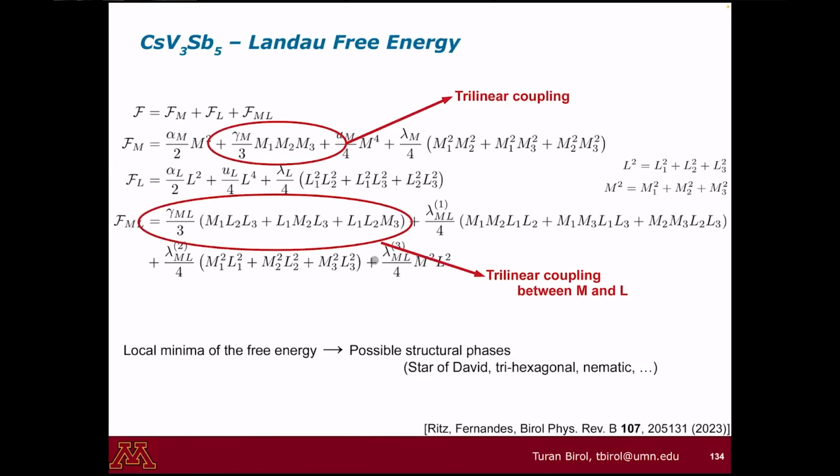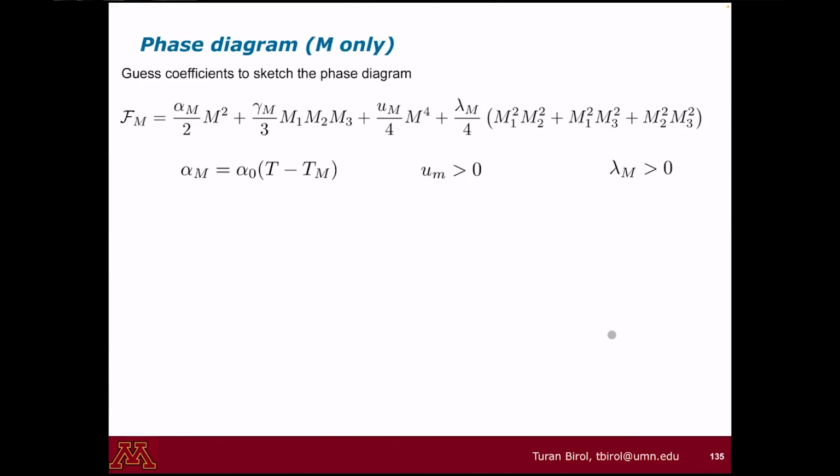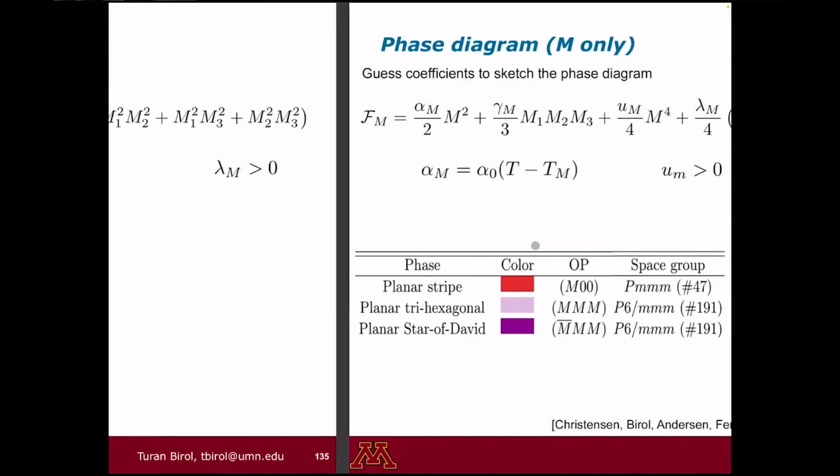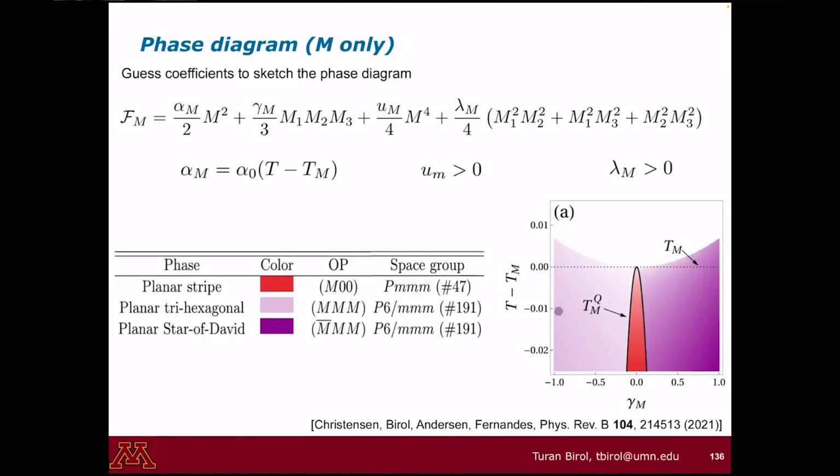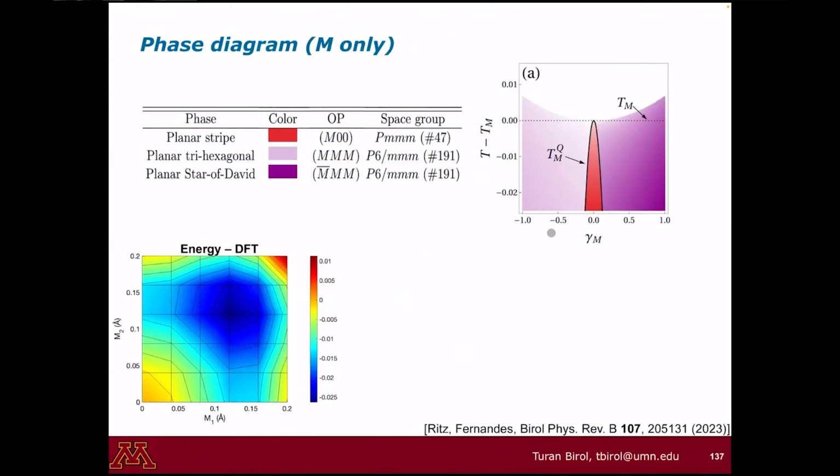Now, this free energy expansion is complicated in itself, and it has a lot of coefficients. But you can use DFT to calculate these coefficients, and that's what we did. So if you just consider the M part, the phase diagram is rather simple. There are only three phases that are possible. This one you can just do by guessing the coefficients here and then changing them as a function of temperature. But we can get these coefficients from DFT as well.